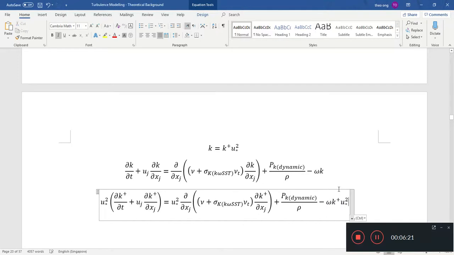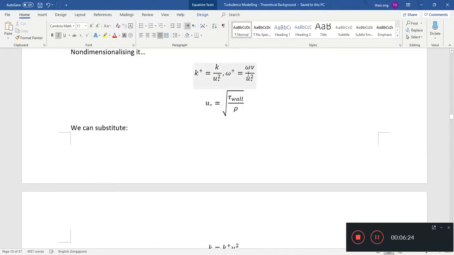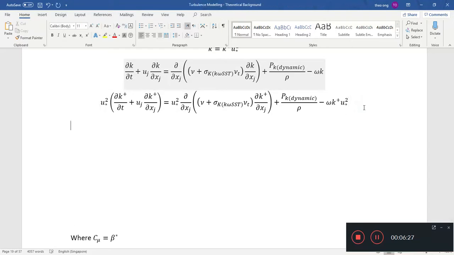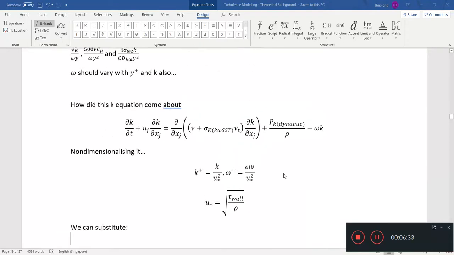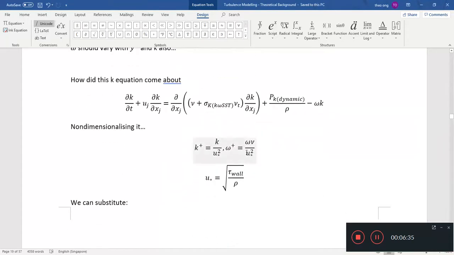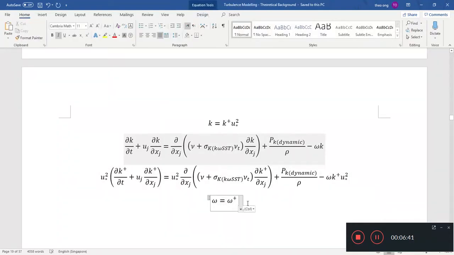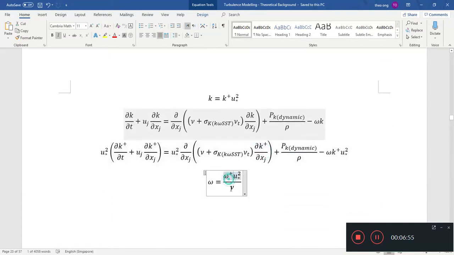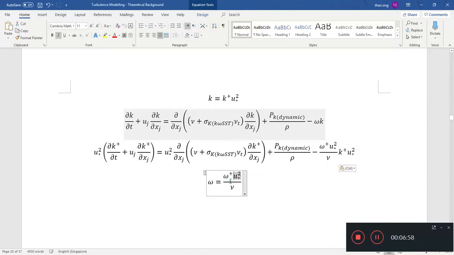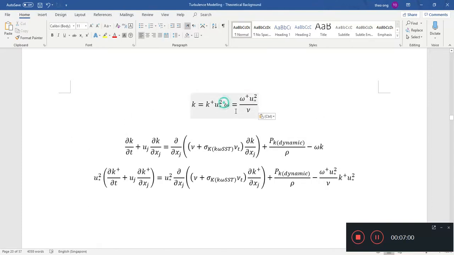Paste this here, and then omega will be omega equals u star omega plus times u star squared over nu. Omega plus u star squared divided by nu, and that's just rearranging this equation here. You bring this to the other side and divide both sides by the kinematic viscosity. So just copy and paste here, and that is done. So there you go.